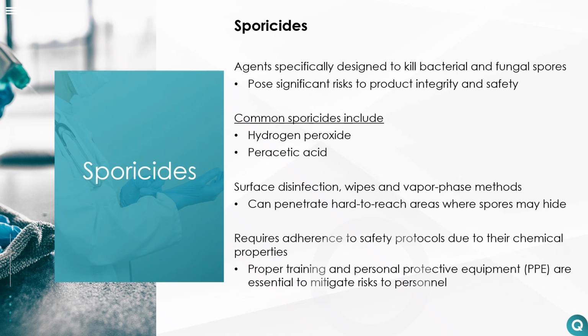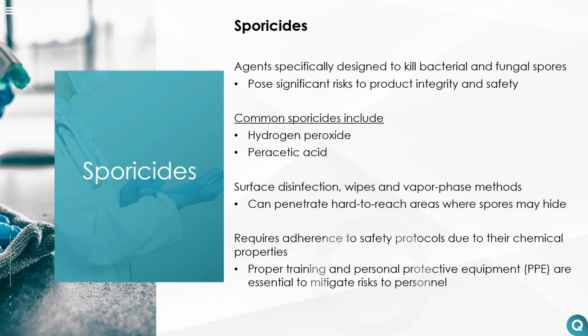Sporicides are specialized agents used to eliminate bacterial and fungal spores, which pose substantial risk to product integrity and safety. Sporicides are designed specifically to target and kill resilient bacteria and fungal spores. Examples include hydrogen peroxide and peracetic acid, known for their efficacy against spores while being compatible with cleanroom materials and equipment.